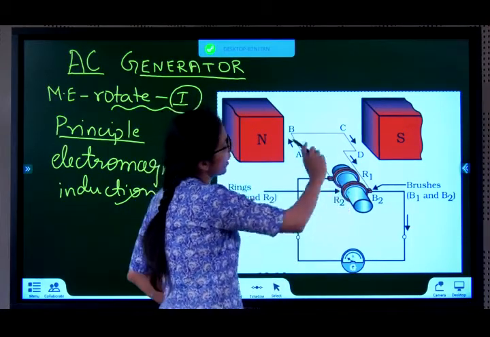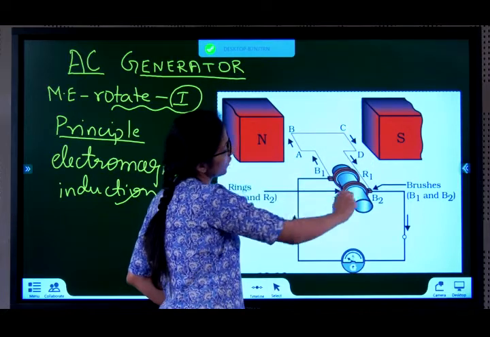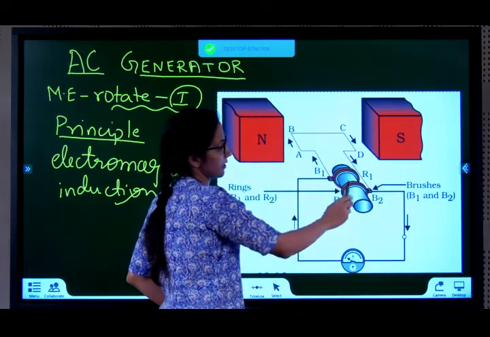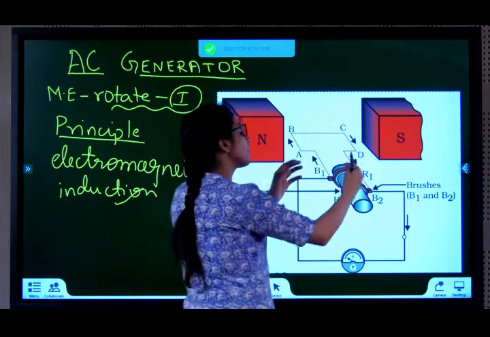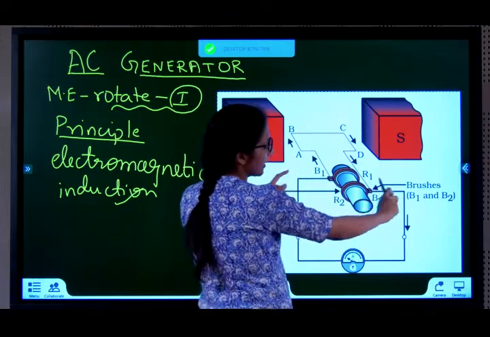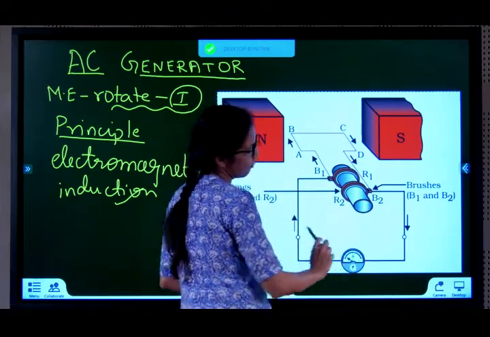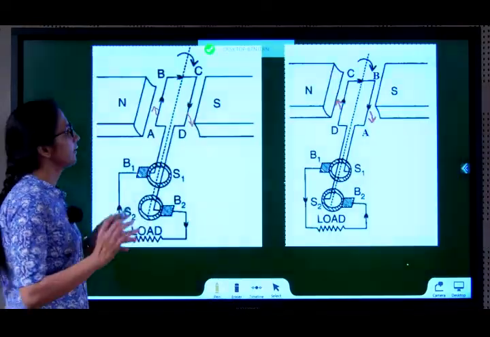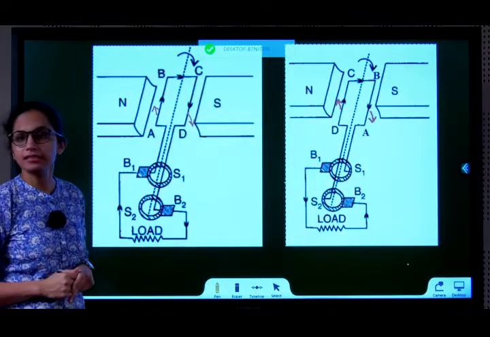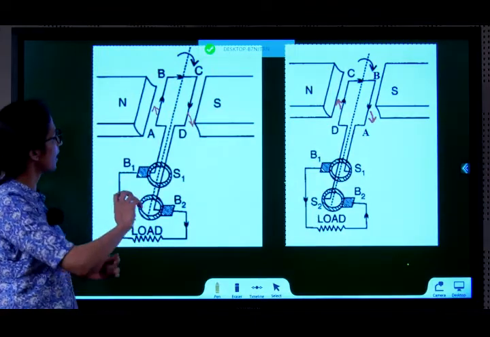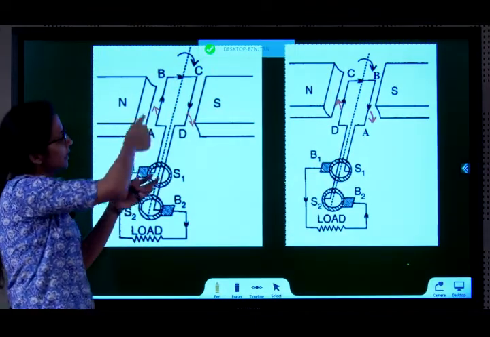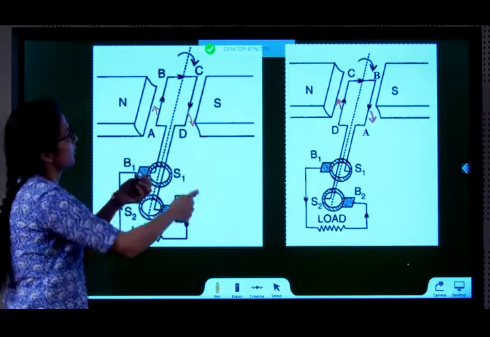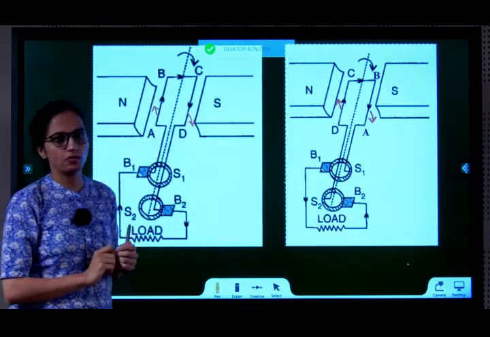The ends of the coil are connected to the slip rings R1 and R2. The rings are connected to the brushes, and the external circuit has a galvanometer to detect the presence of current. Let us now see the working of the AC generator. We rotate the coil in the clockwise direction.